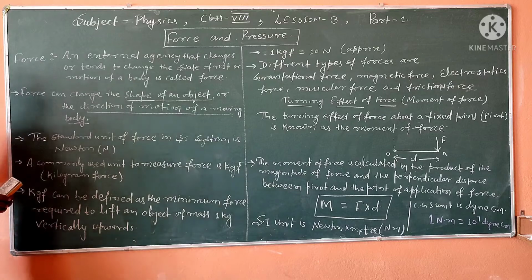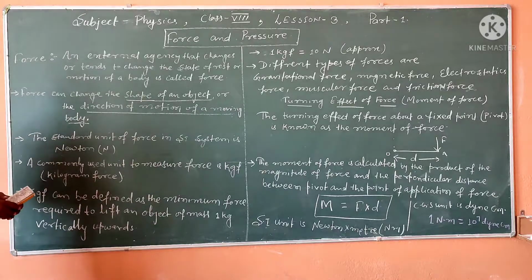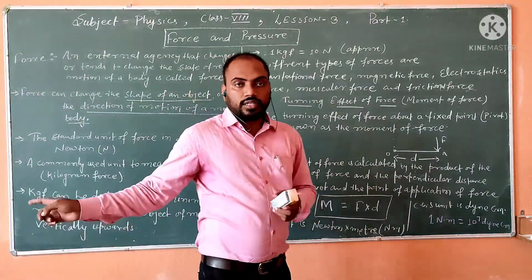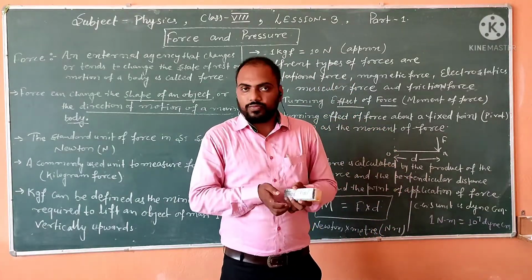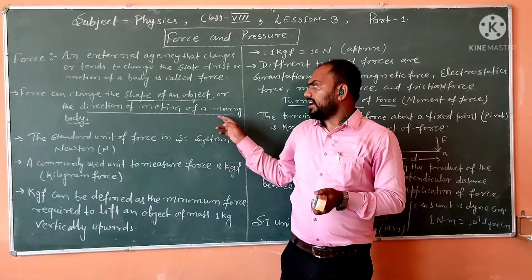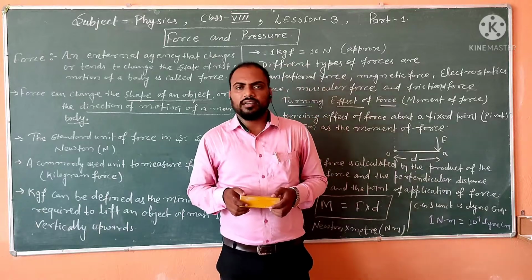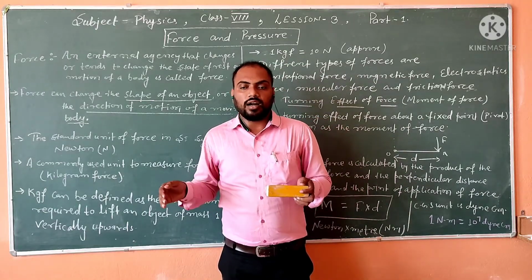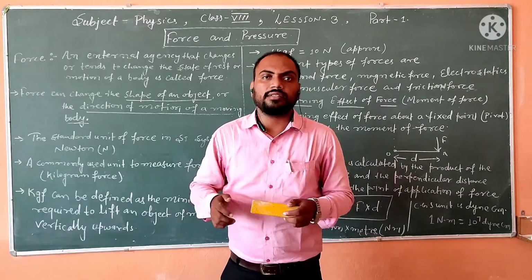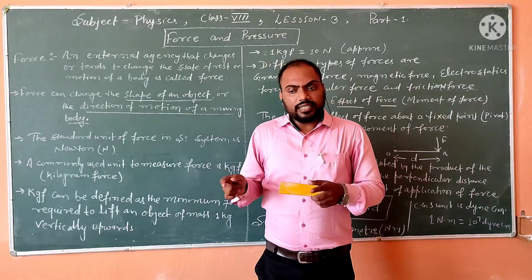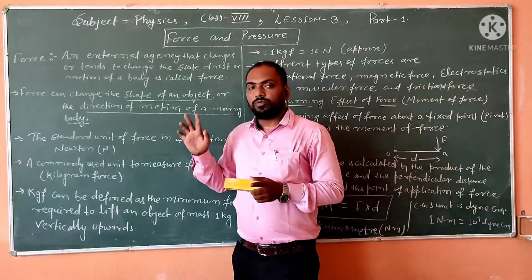Force can change the shape of an object or the direction of a moving body. A good example: I changed the shape of a stick by applying force. And for changing the direction of a moving object, for example, if you are riding your bicycle and you find a turning, you apply some force on the handles of the bicycle, which causes a change in the direction of the bicycle while it is moving.